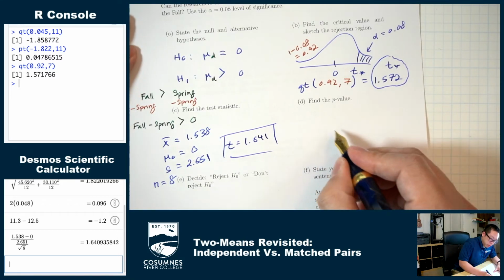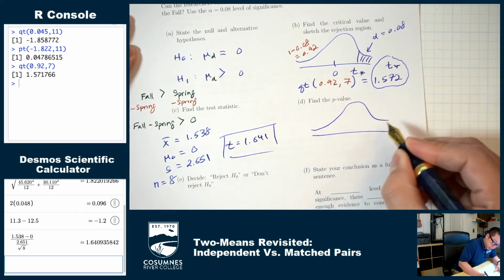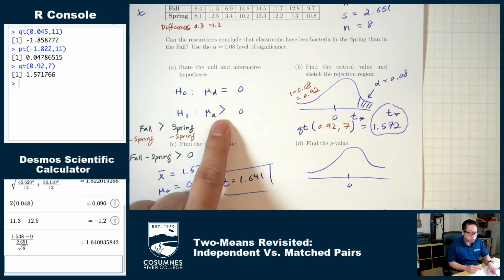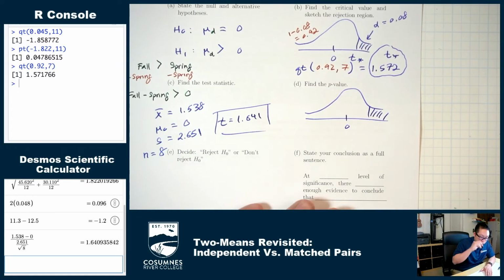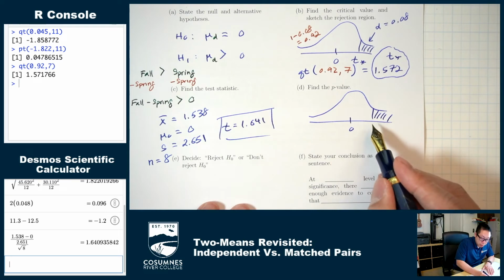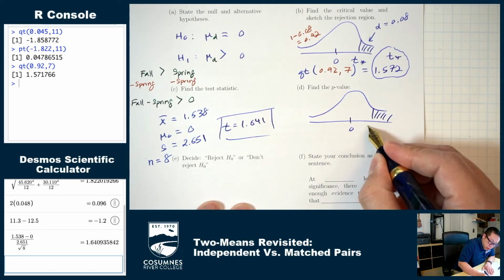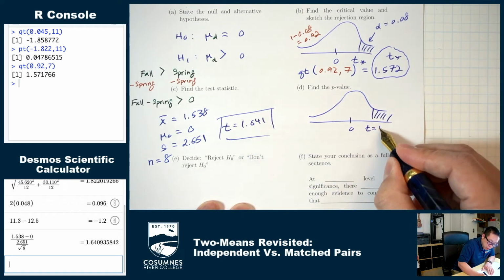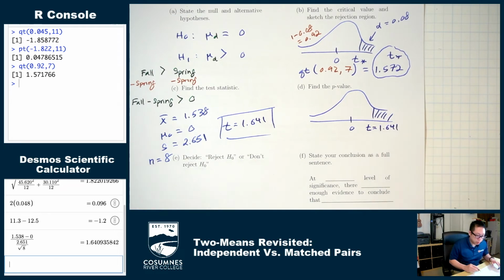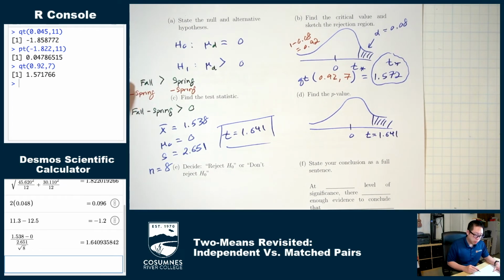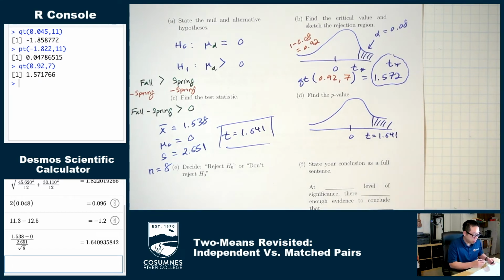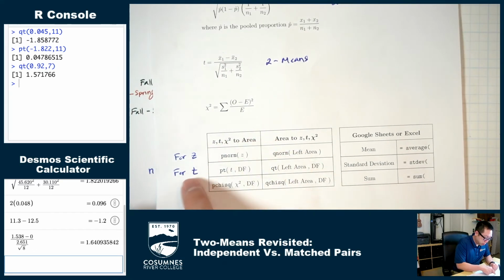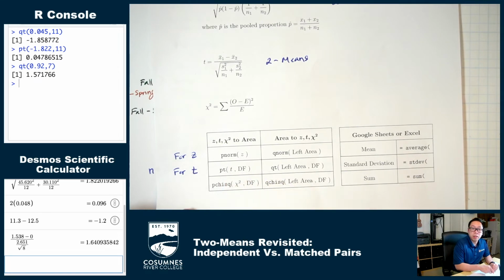Part D, find a p-value, we'll draw our picture. Because it's greater than, this should be shaded to the right. Put your test statistic on your picture. So I did expect something to the right, so it's positive. Our job is to find a shaded area. That's the p-value. So this is a T to area problem. T to area for a T situation is a PT, T comma DF.